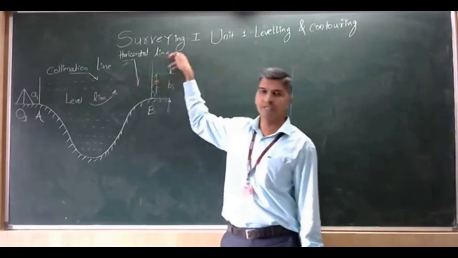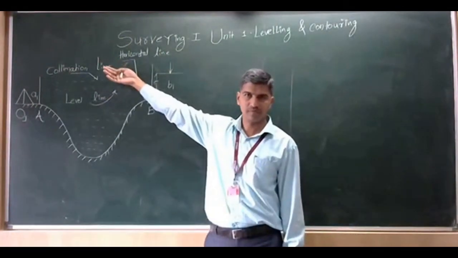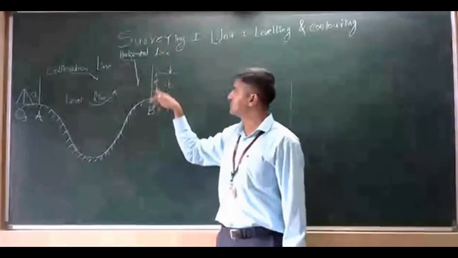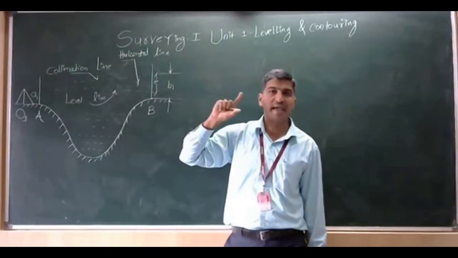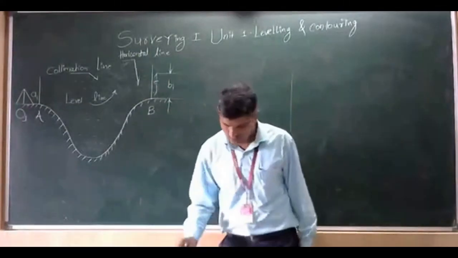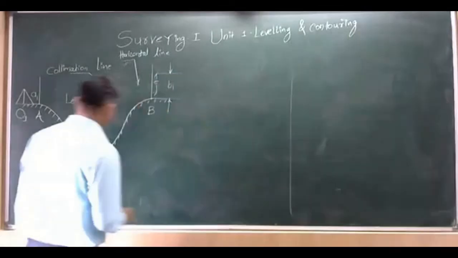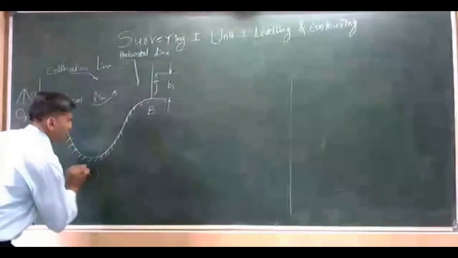instrument is not in permanent adjustment, the line of collimation is inclined upward. So whatever the difference is between the level line and the collimation line, it is my error E. Finished? So this is all about my case 1. So I will name this as figure number 1.